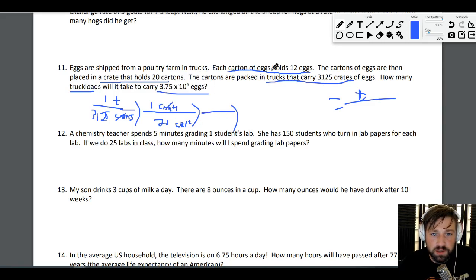And we know each carton holds 12 eggs. So 1 carton is 12 eggs. And the last thing, carts cancel. Last thing we need is to get rid of the eggs. We have this measurement here to help us out. 3.75 times 10 to the 6th eggs. Eggs cancel. Double check to make sure everything cancels. Crates cancel, cart cancels, eggs cancel, left with trucks. Trying to get the trucks. We set it up correctly. We're done.